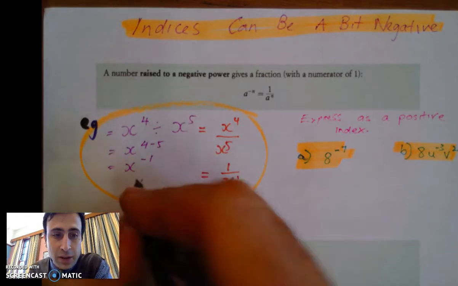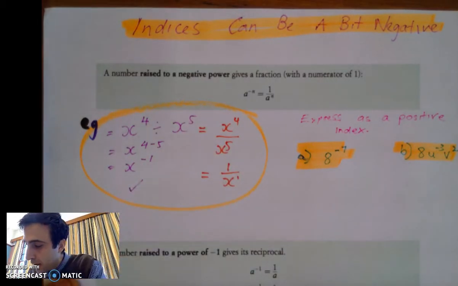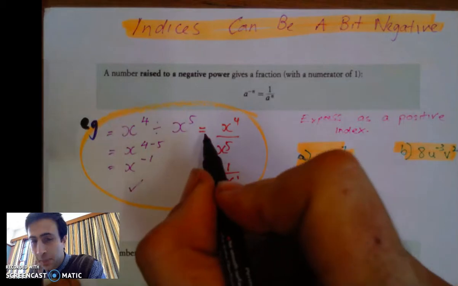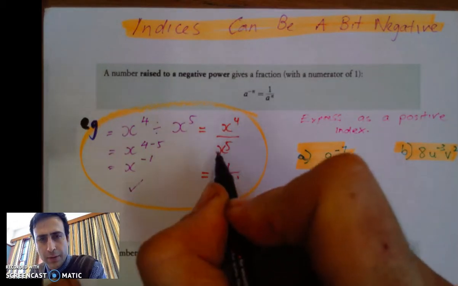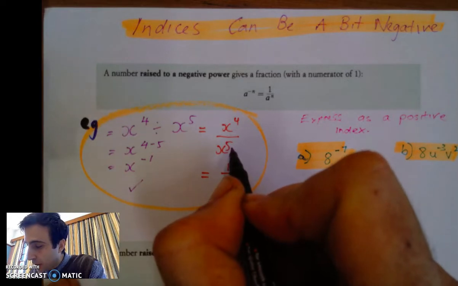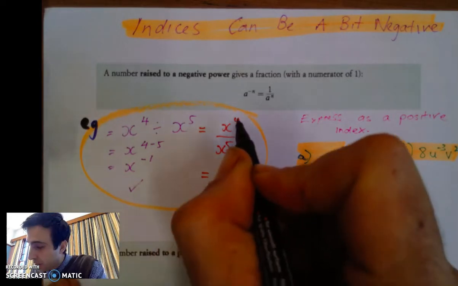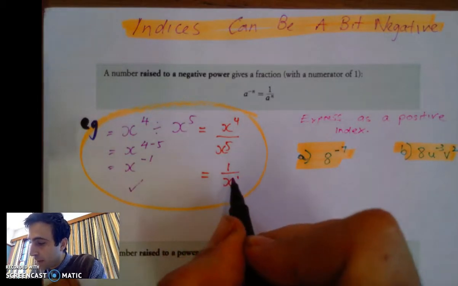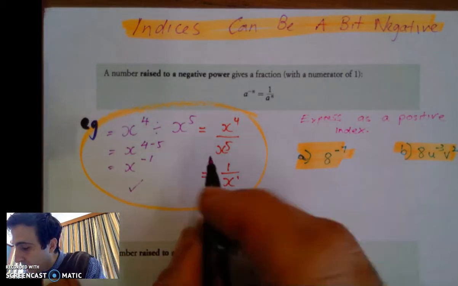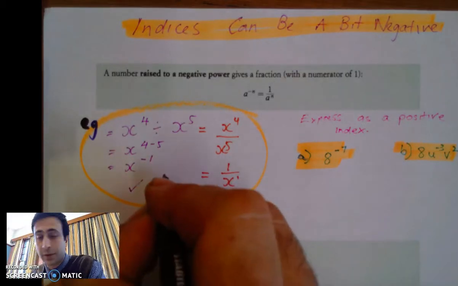But if we do it a different way, let's turn it into a fraction. We say x to the power of 4 divided by x to the power of 5. We can cancel out 4 x's, and we're left with 1 over x to the power of 1. That means that these two here are equivalent.